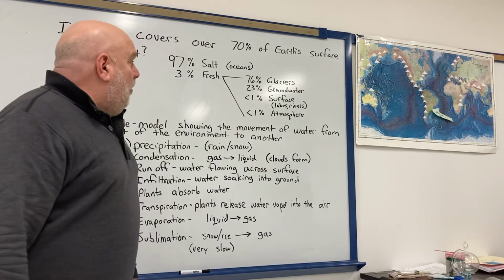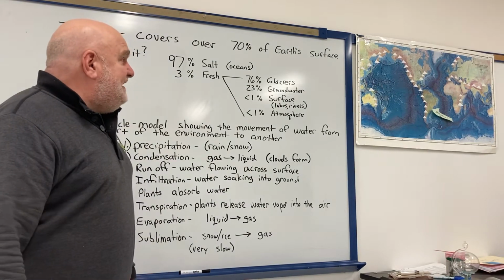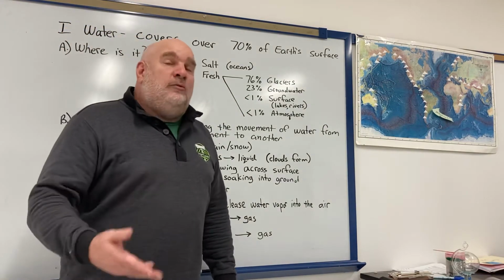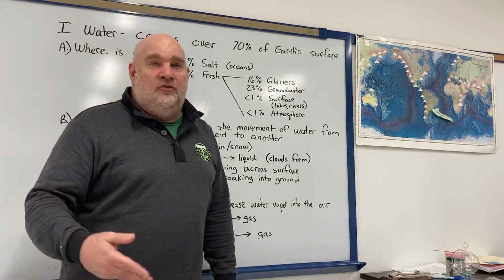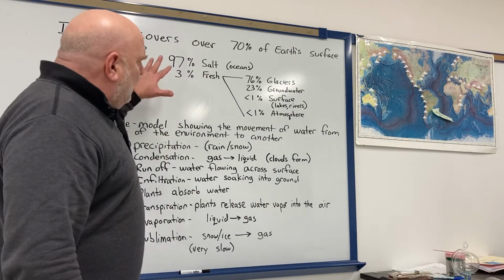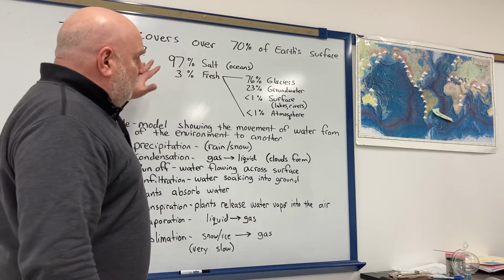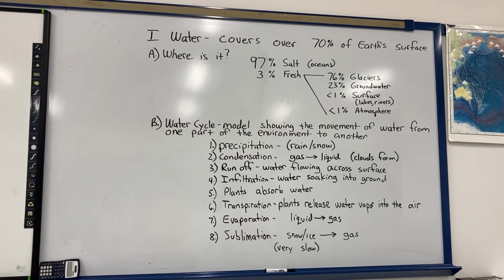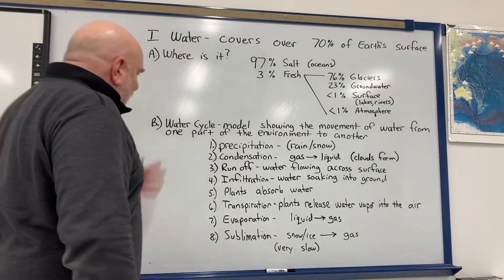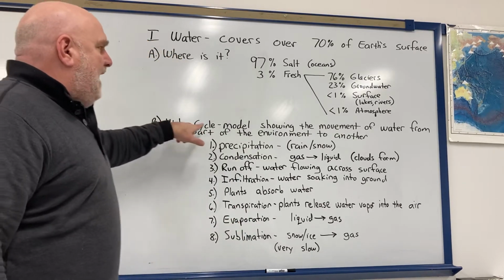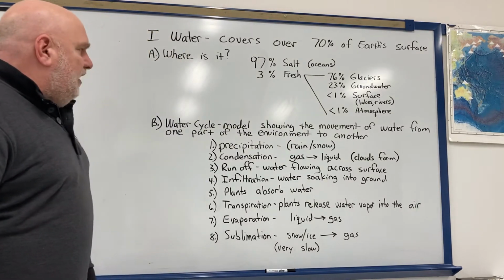All right. So the water that we can most easily access, the lakes and rivers, again, that's less than 1% of all the fresh water in the world. That's why it's really important that we don't pollute those and maintain those water resources. But anyways, the water moves back and forth from places on the Earth's surface. And the model that we use to show how the water moves back and forth in these places, we call the water cycle. So the water cycle is a model showing the movement of water from one part of the environment to another.